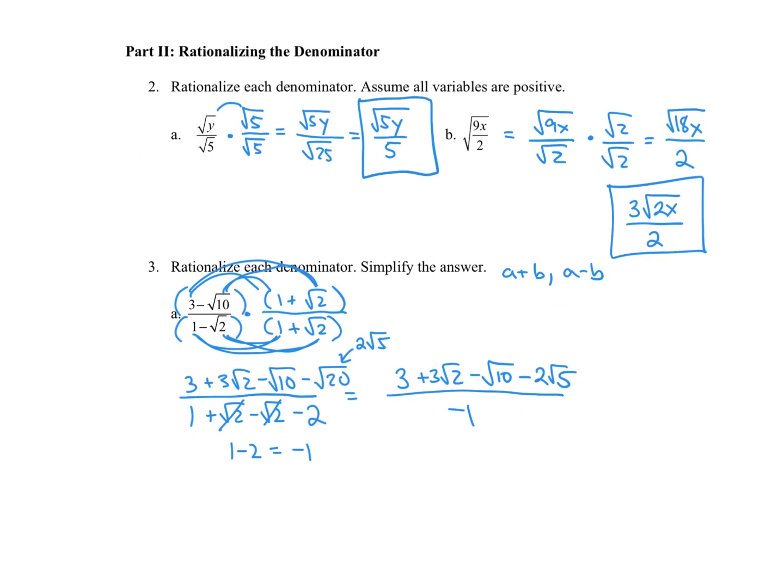And none of those terms can be combined, but since I have a negative 1 in the bottom, I can divide each term by negative 1. So each term becomes the opposite, negative 3 minus 3 radical 2 plus square root of 10 plus 2 square root of 5, and that would be my final answer.